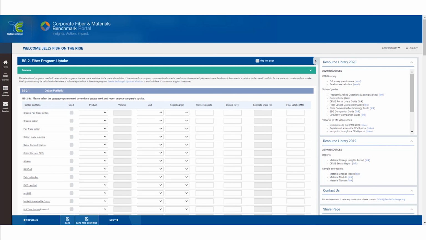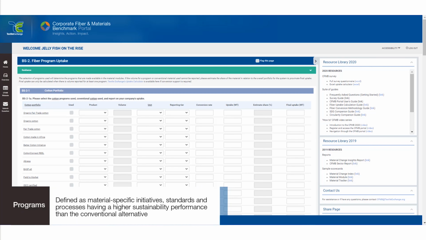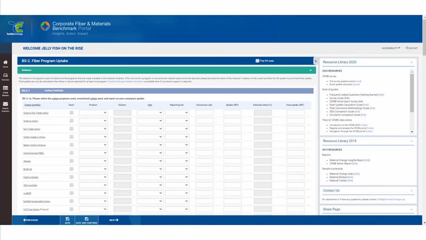Balance Sheet 2 is focused on your company's fiber portfolio, or the group of programs, including conventional, which you source and which can be spun into yarn. In this section, you will report on uptake volumes of conventional fibers and programs which are identified by Textile Exchange as material-specific initiatives, standards, and processes having a higher sustainability performance than the conventional alternative of that material type.